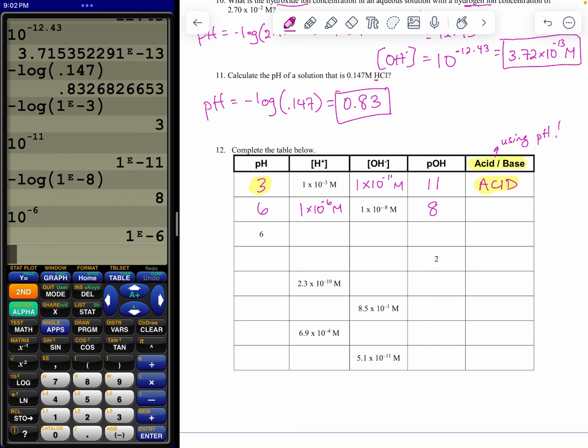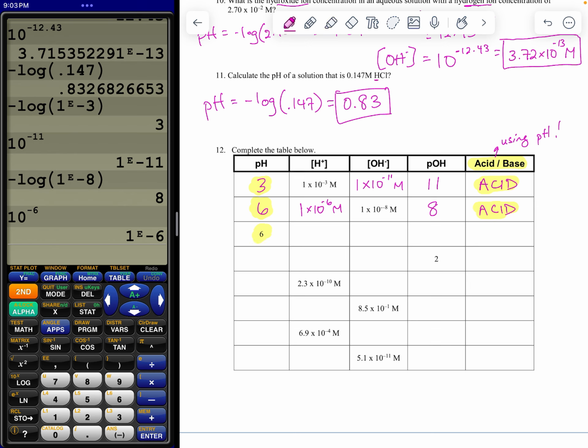Is this an acid or a base? Well, it's an acid. And why do I know? Because that pH value is 6. Now, because of that, this next one is going to be exactly the same because the pH value is 6.